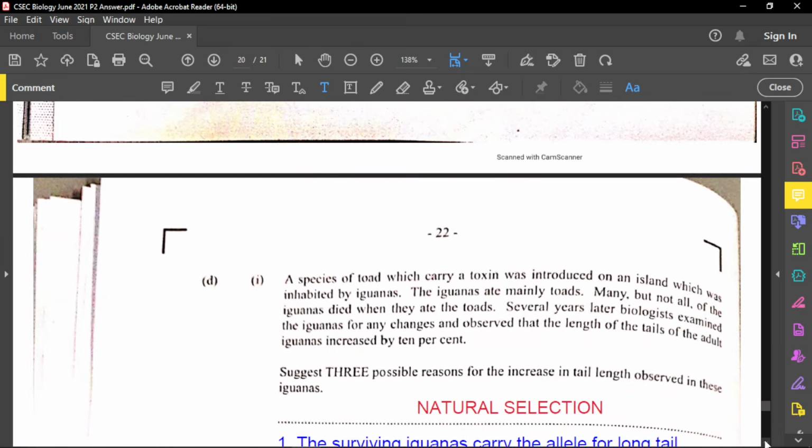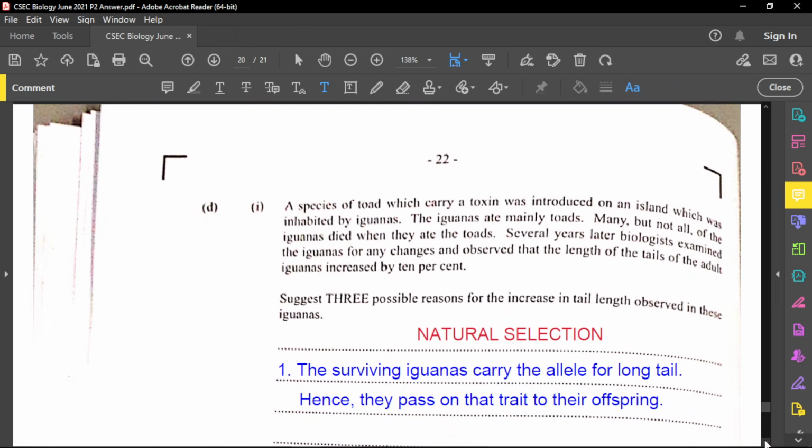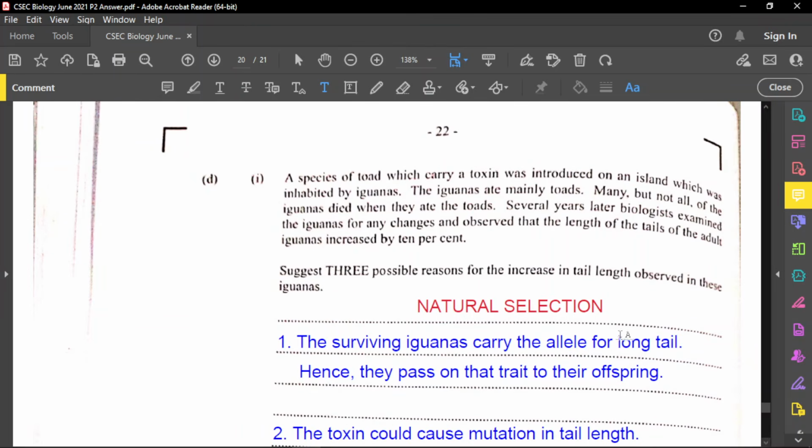All right, and so let's go to part D. This part is a little bit sketchy, so let me just go through this. It's relatively slow so you can catch this. And this one says a species of toad which carries a toxin was introduced on an island which was inhabited by iguanas. It said the iguanas ate mainly toads. It said many but not all of the iguanas died when they ate the toads.